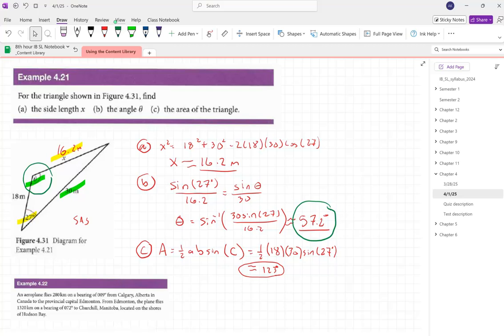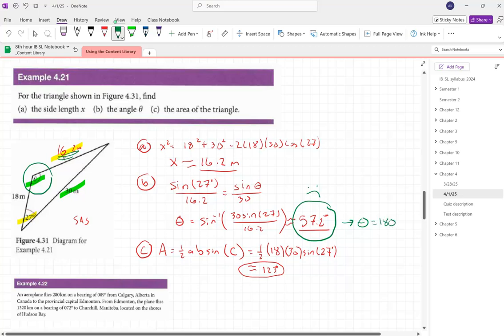Well, we did a side angle side where the shorter side was opposite. We ran into an ambiguous case. We don't want the acute answer here. We want the obtuse one. Yeah, we did have these in here.